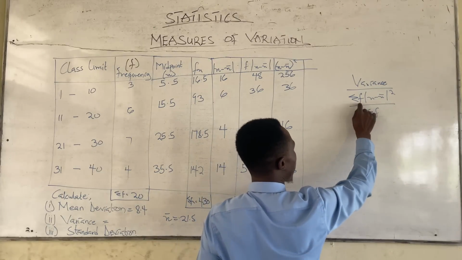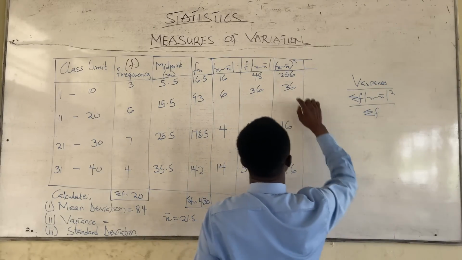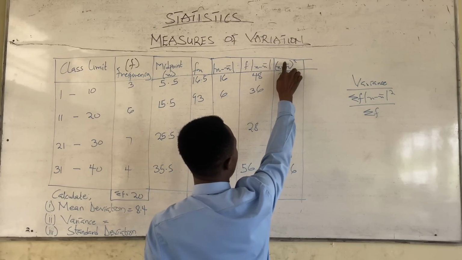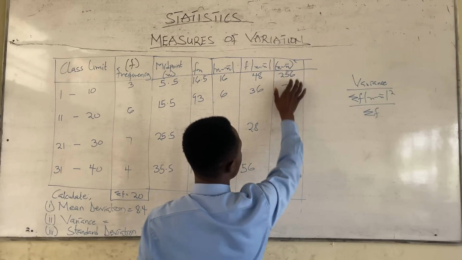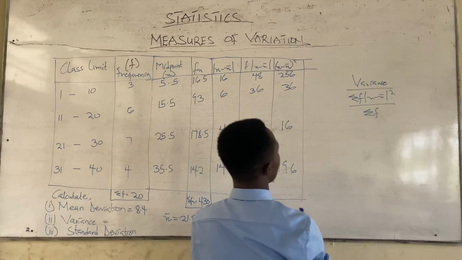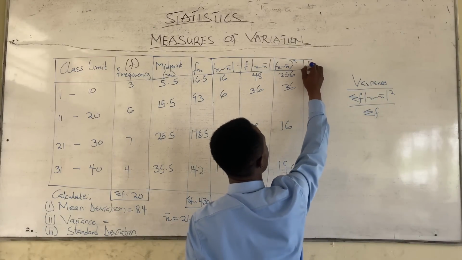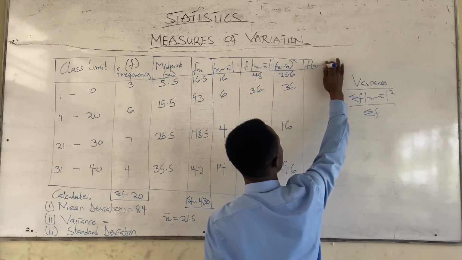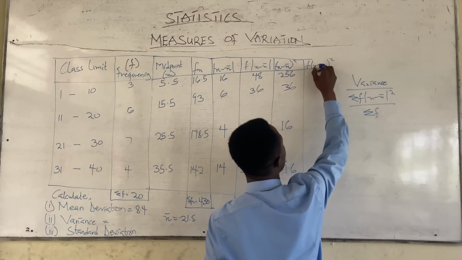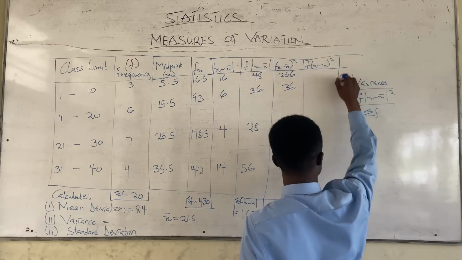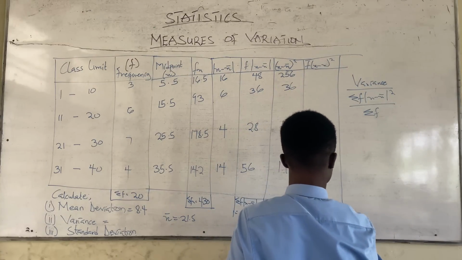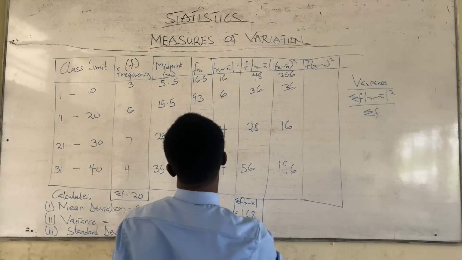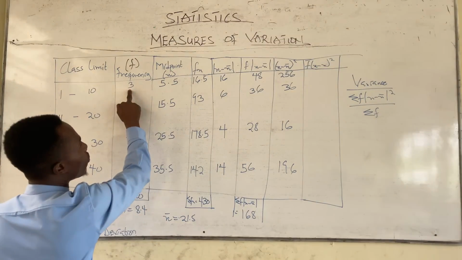Now what is next? Our f multiplying the deviation squared. So we have to multiply f by this one, just like what we did for this one. We are going to multiply f by this deviation squared, right? Yes. So we say f multiplying deviation squared. Okay. So here we have our f here. So this f will multiply what?